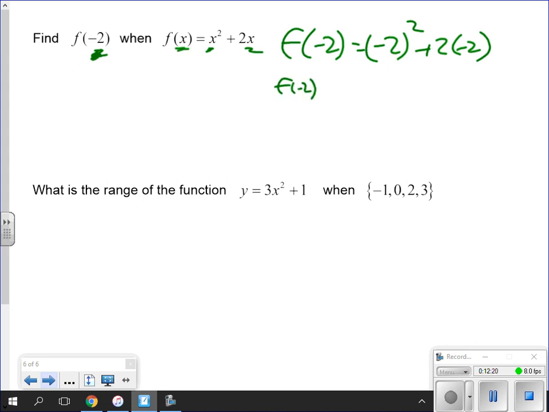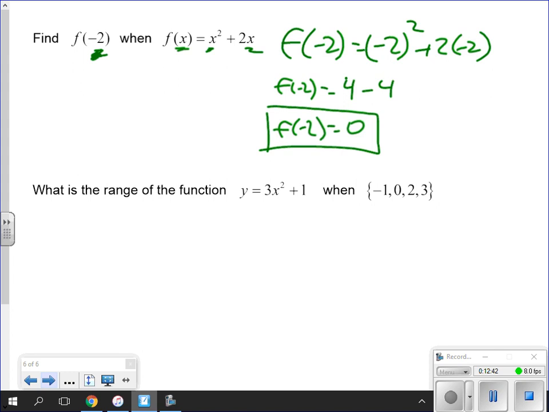F of -2 equals, I take -2 and square it. That gives me positive 4. And then 2 times -2 is -4. So f of -2 is equal to 0. You're done. You do not divide both sides by -2. This is your answer.